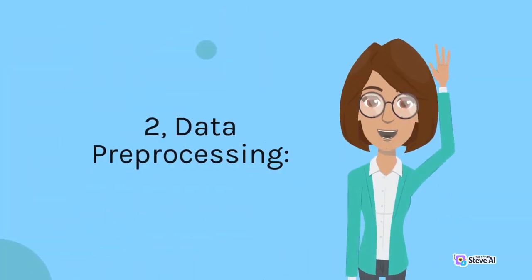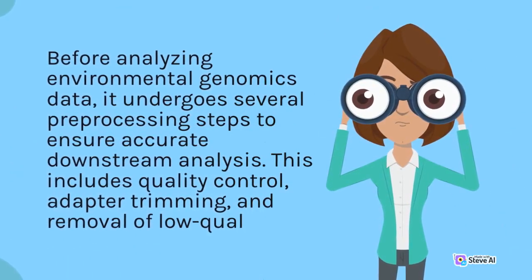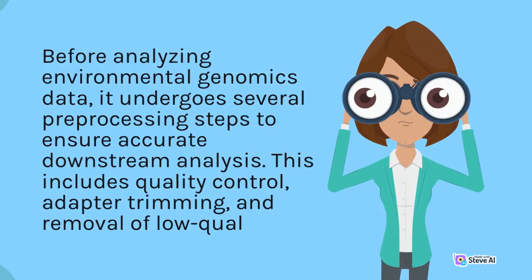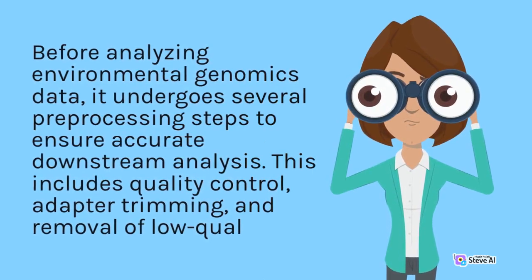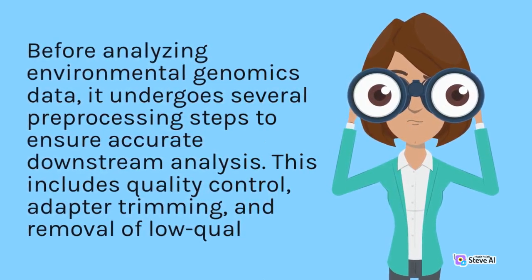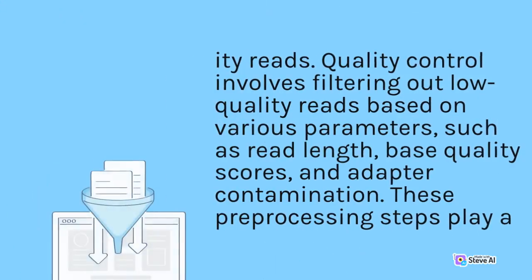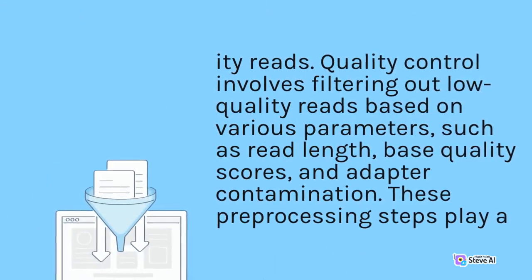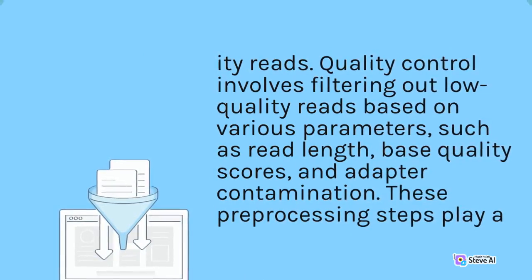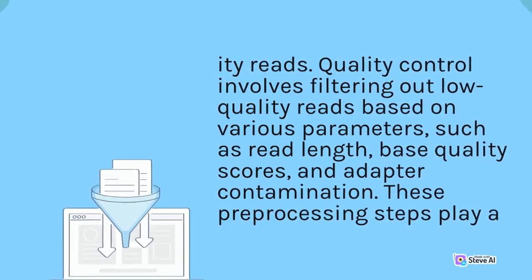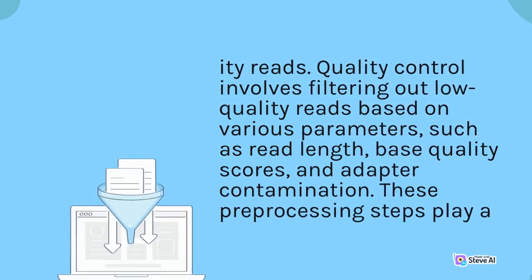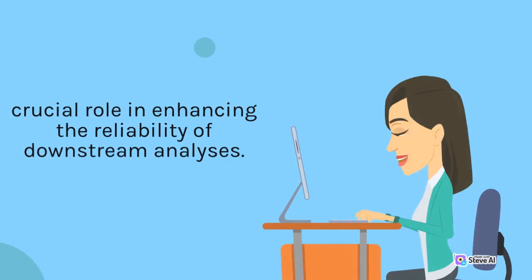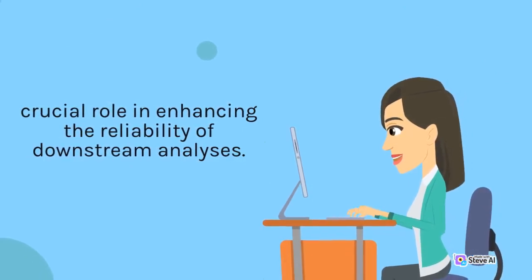2. Data preprocessing. Before analyzing environmental genomics data, it undergoes several preprocessing steps to ensure accurate downstream analysis. This includes quality control, adapter trimming, and removal of low-quality reads. Quality control involves filtering out low-quality reads based on various parameters, such as read length, base quality scores, and adapter contamination. These preprocessing steps play a crucial role in enhancing the reliability of downstream analyses.